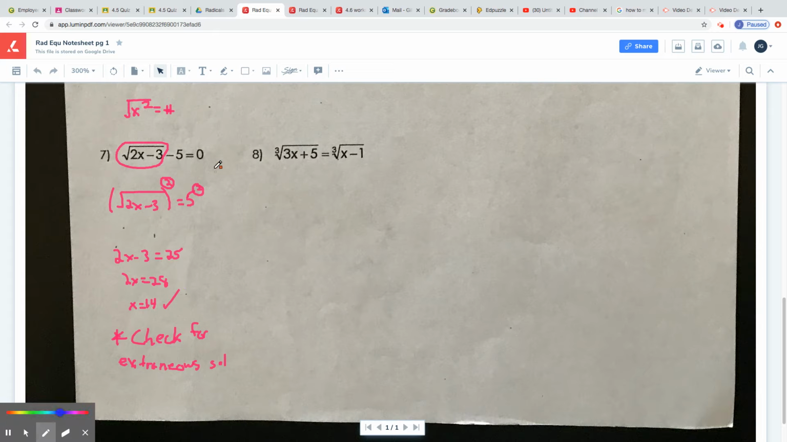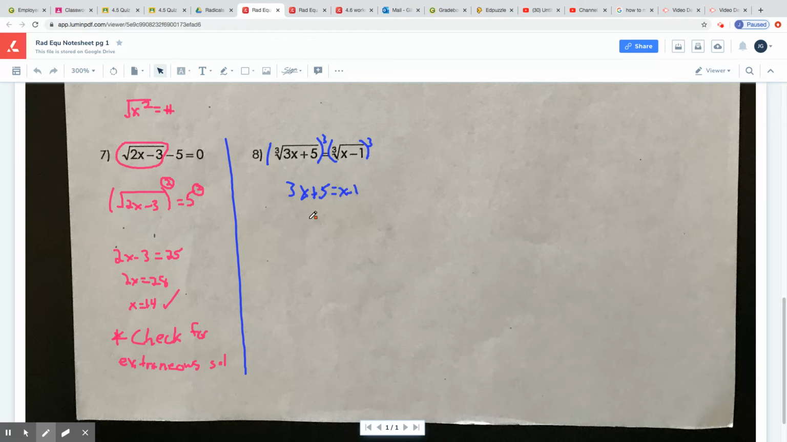All right, so now number 8. This is my favorite because we have one radical on both sides. There's not multiple on either side, it's just one. If you cube both sides, they just disappear. So when you have something like this, you just set whatever's underneath equal to each other. 3x plus 5 equals x minus 1, which is 2x equals negative 6. x equals negative 3 is your solution.